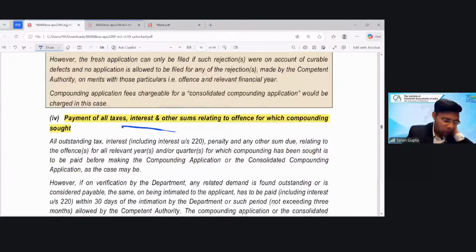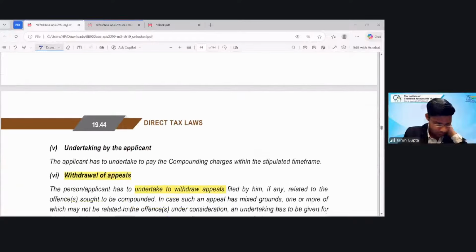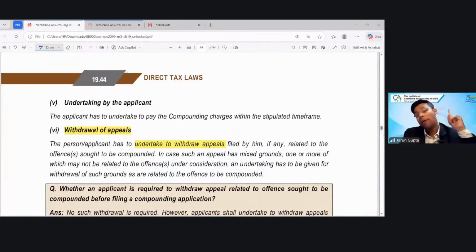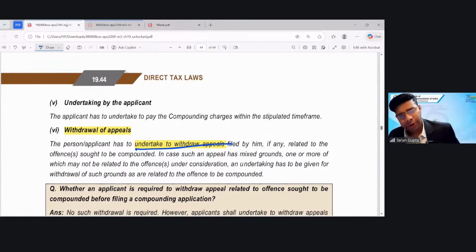You have to pay all tax, interest, and other sums relating to the default. Only then can you come up with the compounding. You have to undertake that you will withdraw the appeal. You need not withdraw the appeal immediately, because there may be a situation that this application may get rejected. Then what will happen to your appeal? So you just have to give a declaration that once it is accepted, you undertake to withdraw the appeal.